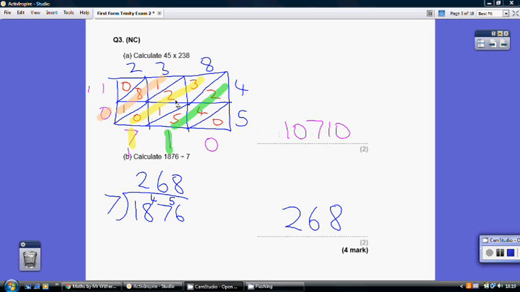Just to clarify that again, you do not have to do it this way, but if you've got a grid method, it gives you an opportunity to show your workings, so you have a chance of picking up some method marks if you don't get the final answer correct.